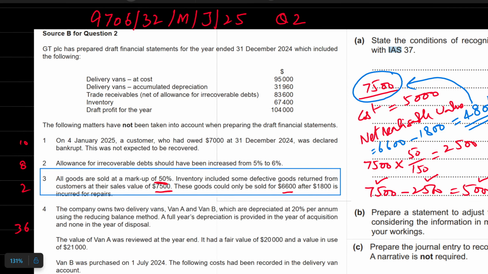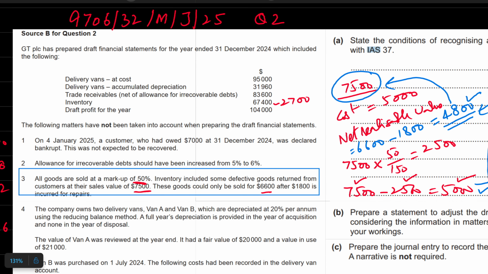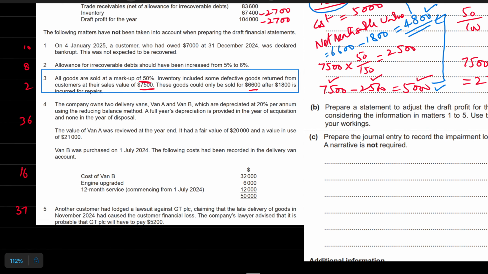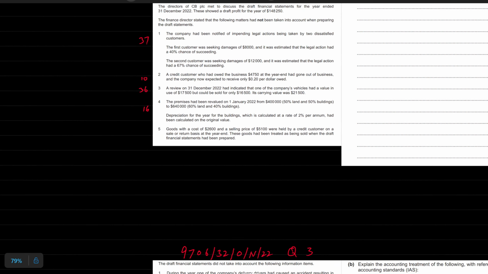So if we are supposed to calculate the value of inventory, we will subtract 2700 from the inventory. If we are supposed to calculate corrected profit, we will subtract over valuation of inventory from the profit. So profit will be decreased by 2700 and inventory will also be decreased by 2700. Now let us move to the next question.